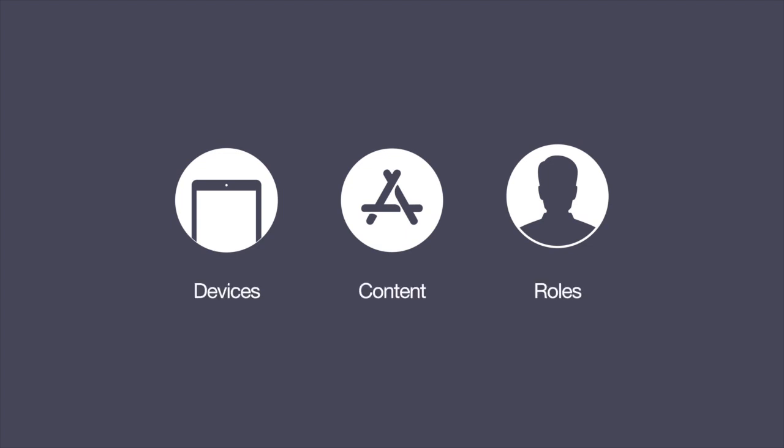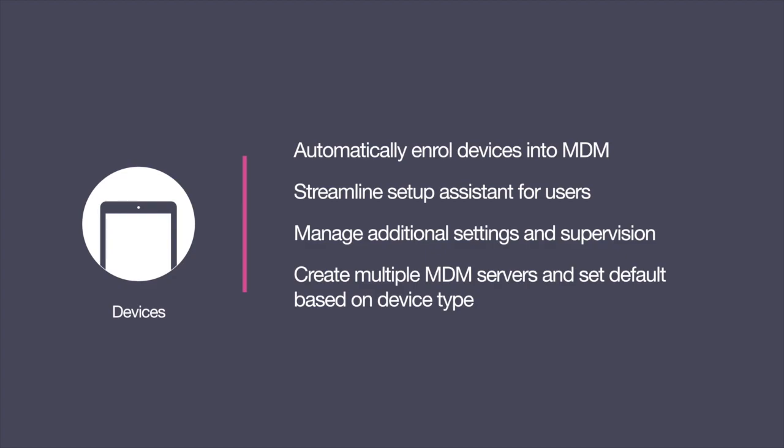Okay, back to Apple Business Manager. So Apple Business Manager really is your central portal to manage devices, content, and roles. When we look at devices, we can look to see about automatically enrolling them into your MDM platform. Again, that starts with procurement. They get assigned to your Apple Business Manager account, and then from there, you can direct them out to your MDM server. Combined with an MDM and Apple Business Manager, you can streamline the setup for your users.